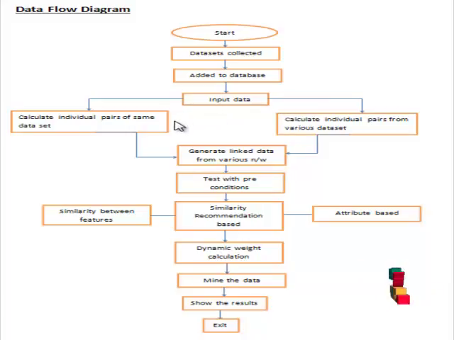So we are parsing the input data to calculate the individual pairs of the same data sets and also various data sets. And after that, we are generating linked data from various networks. After that, we are testing the preconditions and finding the similarities between the features and the attributes. Finally, using the dynamic weight calculation, we are mining the data and showing the result to the customer. So using this, we can mine the similar users on both social networks like Facebook and Twitter and find the similar users easily.